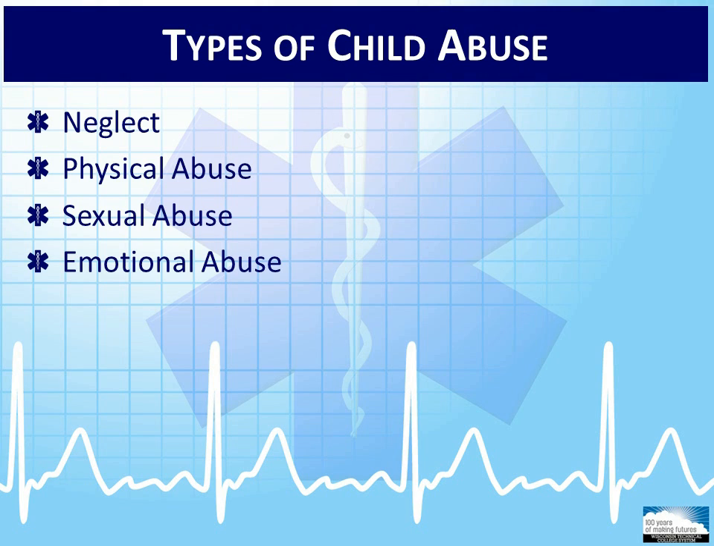Signs of neglect may include a child that appears thin and underweight for their age and height, a child that is dirty or unclothed, a child that has lack of appropriate supervision, or a child who does not receive medical care when necessary. Child abandonment is also considered a form of neglect in some states.